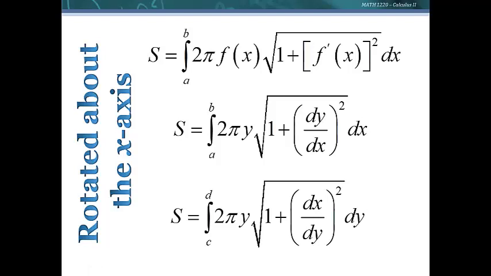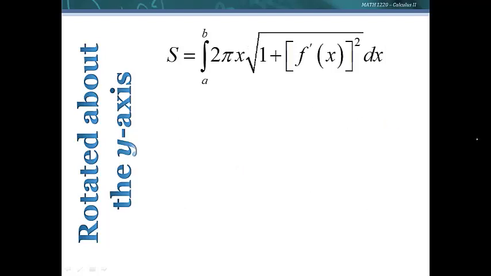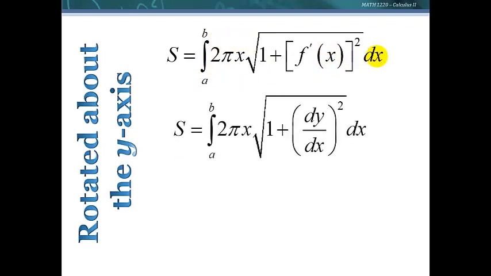Now let's consider how this would be different if we were rotating around the y-axis. If we were rotating around the y-axis and we looked at the circumference of our circle, it wouldn't be 2 pi y, it would be 2 pi x. So here we have rotated around the y-axis, 2 pi x here. We can still leave this in terms of the derivative of this function with respect to x and dx, and our limits in terms of x. We could still write this using Leibniz notation.